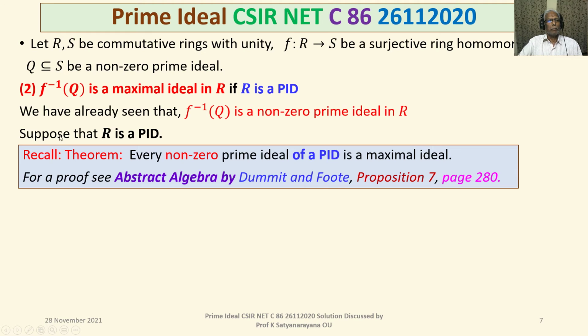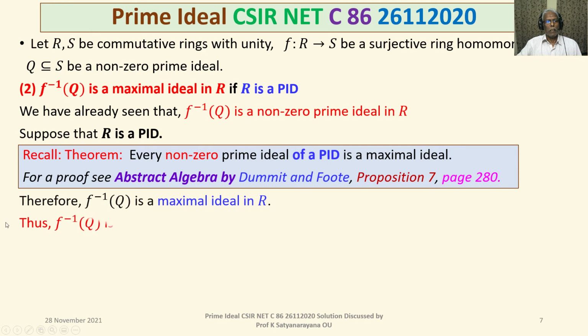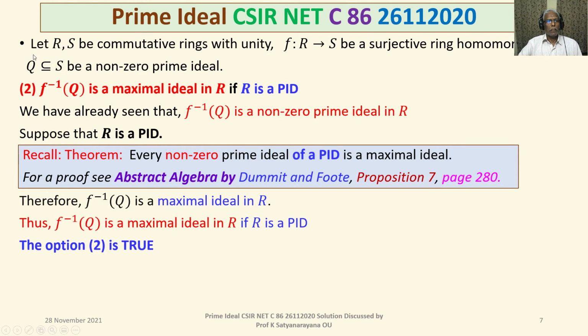So suppose that R is a PID, and every non-zero prime ideal of a PID is a maximal ideal. Therefore, F inverse Q is a maximal ideal in R. Thus, F inverse Q is a maximal ideal of R whenever R is a PID. This establishes the truth of the statement given in option 2. Therefore, option 2 is true.